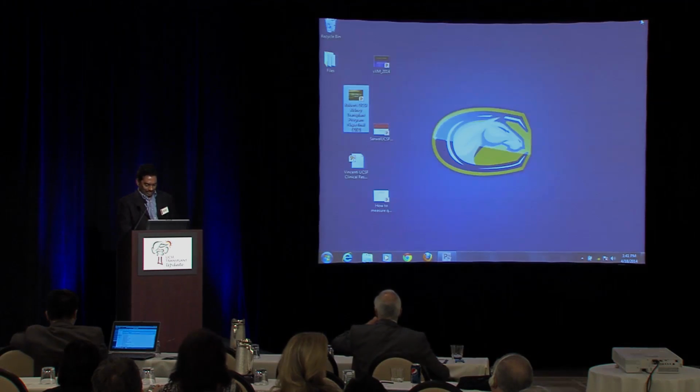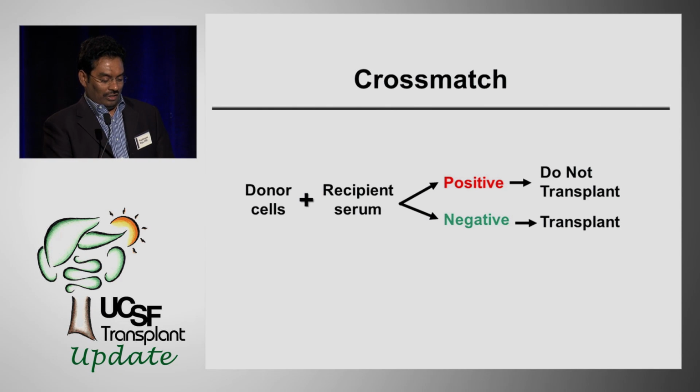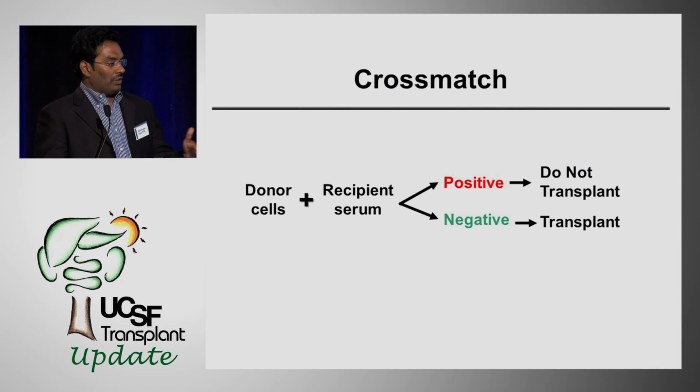So this is the virtual crossmatch, but this is the reality of most of the crossmatches that we do in the laboratory. Everyone in this room knows about the crossmatch. We have been doing this for years and years. It's a very simple laboratory test, just taking the donor cells and mixing with the recipient and seeing if any antibodies present in the recipient serum bind to the donor cells. So the readout will be positive crossmatch or negative crossmatch. Positive crossmatch, don't transplant, and negative crossmatch, do the transplant.